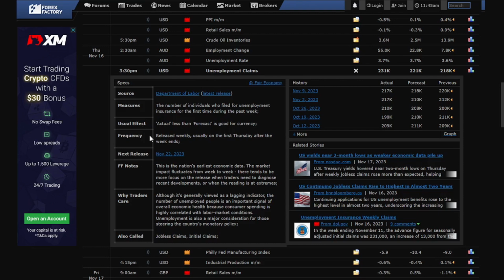So, okay, frequency: released weekly, usually on the first Thursday after the week ends. Next release will be on November 22, 2023. FF notes, this is the nation's earliest economic data. The market impact fluctuates from week to week. There tends to be more focus on the release when traders need to diagnose recent developments or when the reading is at extremes.